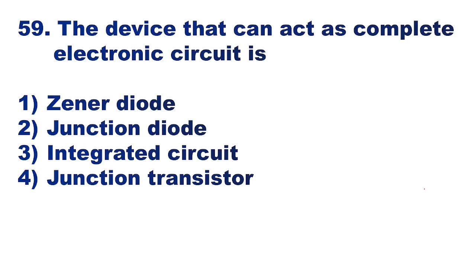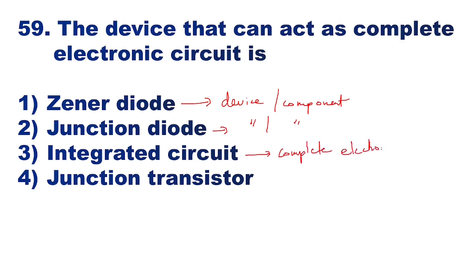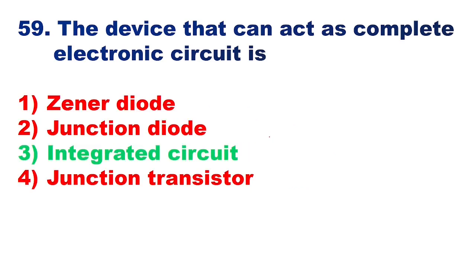Here in this question, it is asked: the device that can act as a complete electronic circuit is what? Options are Zener diode, junction diode, integrated circuit and junction transistor. If you observe these options, the first option, that is Zener diode, is a device, or it is a component, so it cannot be a complete electronic circuit. The second, a junction diode, is also a device or a component. The third, integrated circuit, is a complete electronic circuit. And the fourth, a junction transistor, is also a device or a component. So from these four options, option 3, that is integrated circuit, is the complete electronic circuit, and this is the answer for this question. The device that can act as a complete electronic circuit is the integrated circuit.